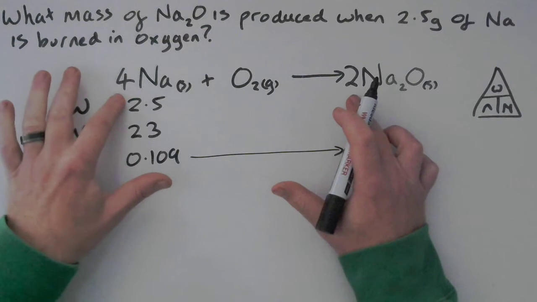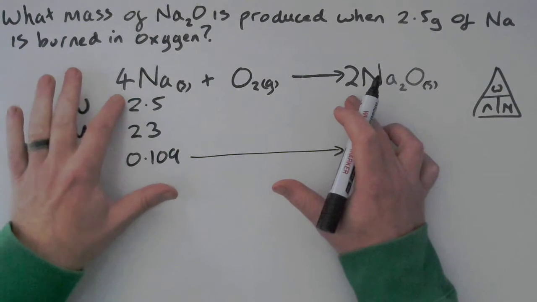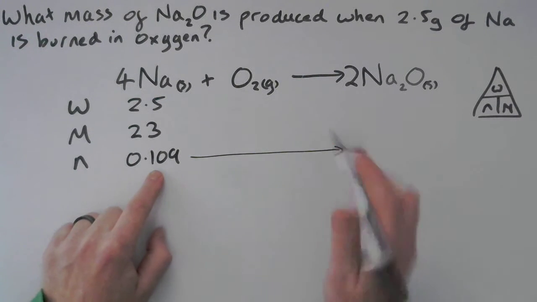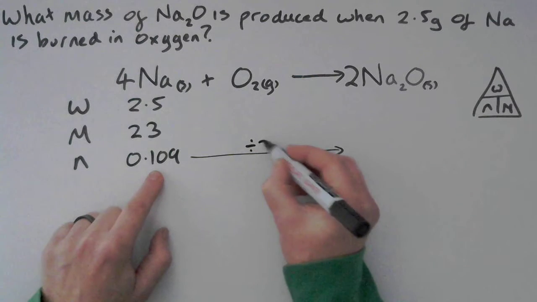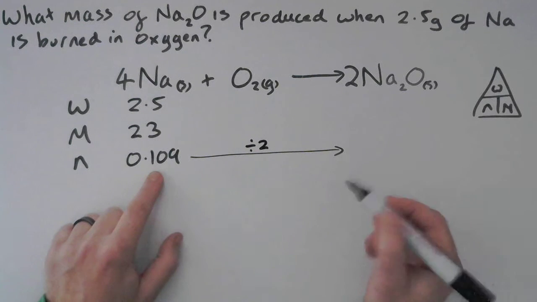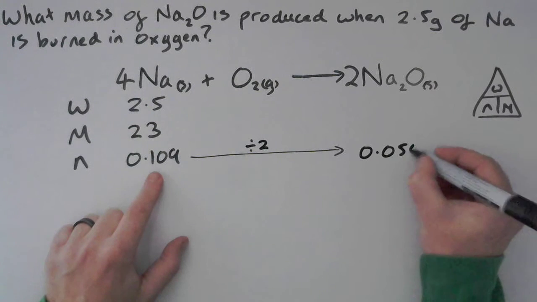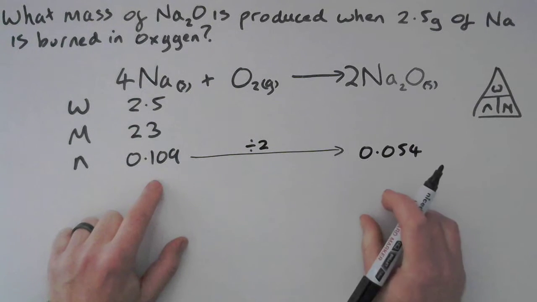So for every 4 moles going in, we get 2 moles coming out. For every 0.109 moles going in, we get half as much coming out. So what we need to do here is divide by 2. Once we've done that, we find that we get 0.054 moles of sodium oxide.